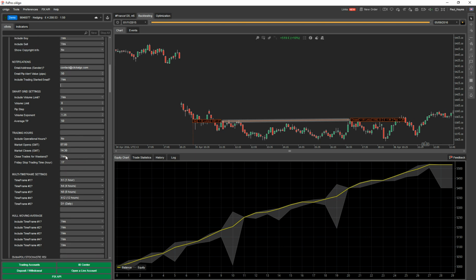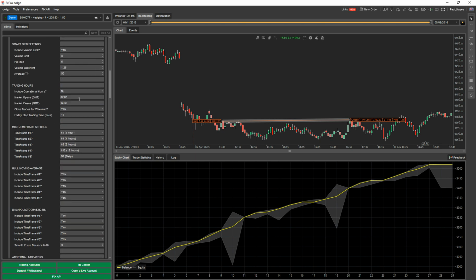And then I'll go down to trading hours. Then you have trading hours, which is pretty straightforward. You can specify when you want to start trading in the morning and when you want to stop trading in the afternoon. So it'll only open up positions within those times.